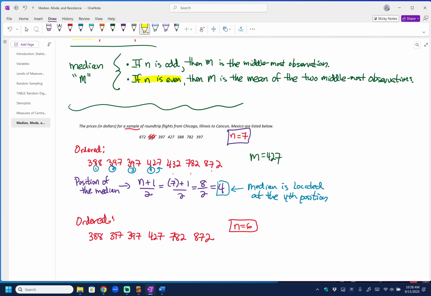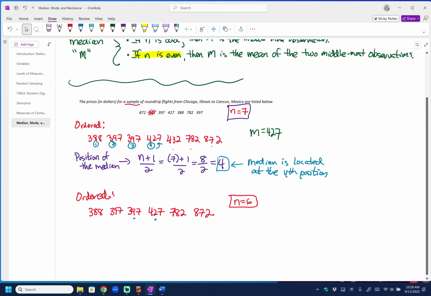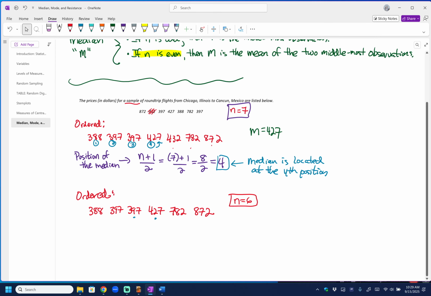Whenever n is even, then m is always going to be the mean of the two middlemost data values, which makes a lot of sense, because how are you going to find the middlemost data value? There is none. There is no middle. So the goal is that we need to take the middle two and find the average of the two.